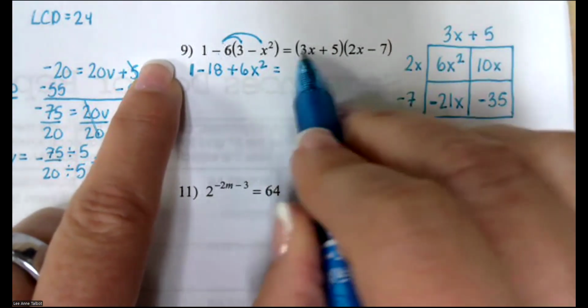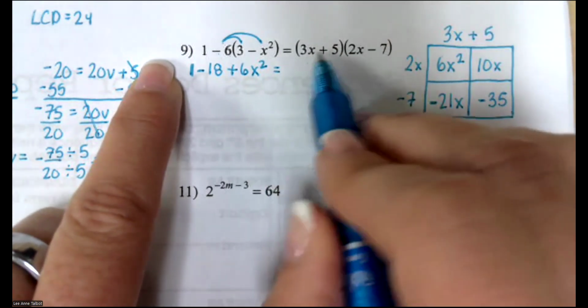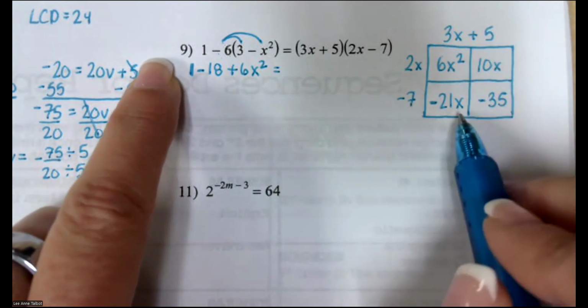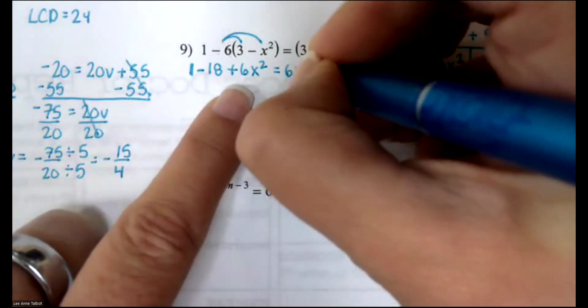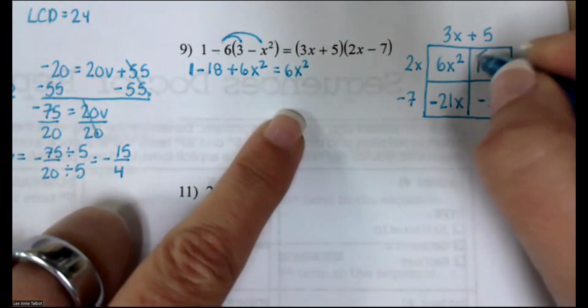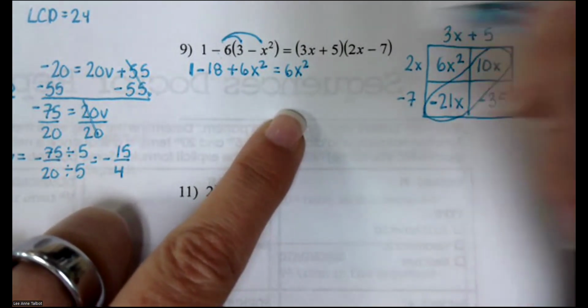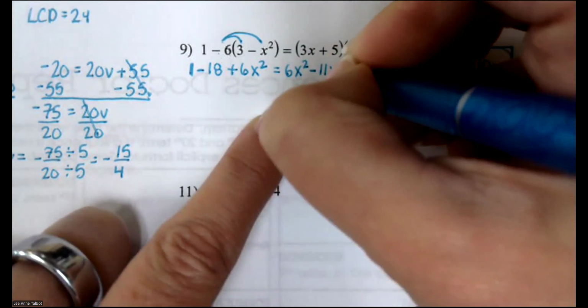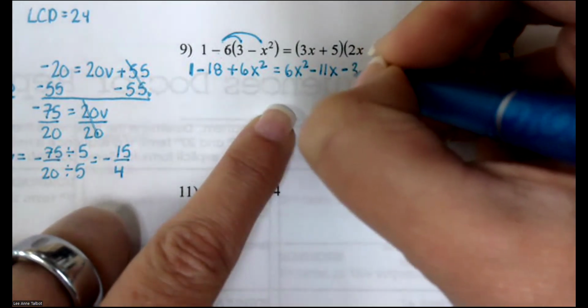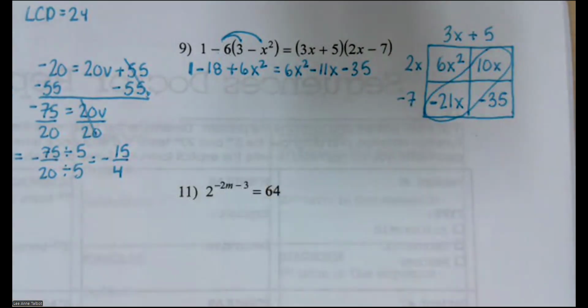And then this side is this stuff, 6x squared. If I combine these, that makes -11x minus 35.